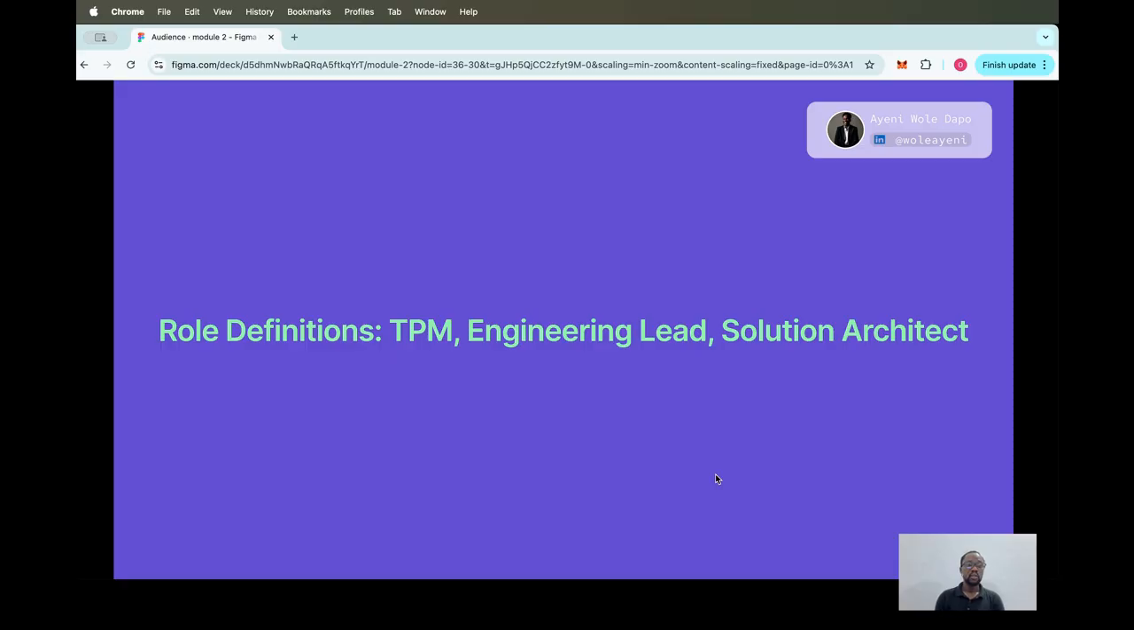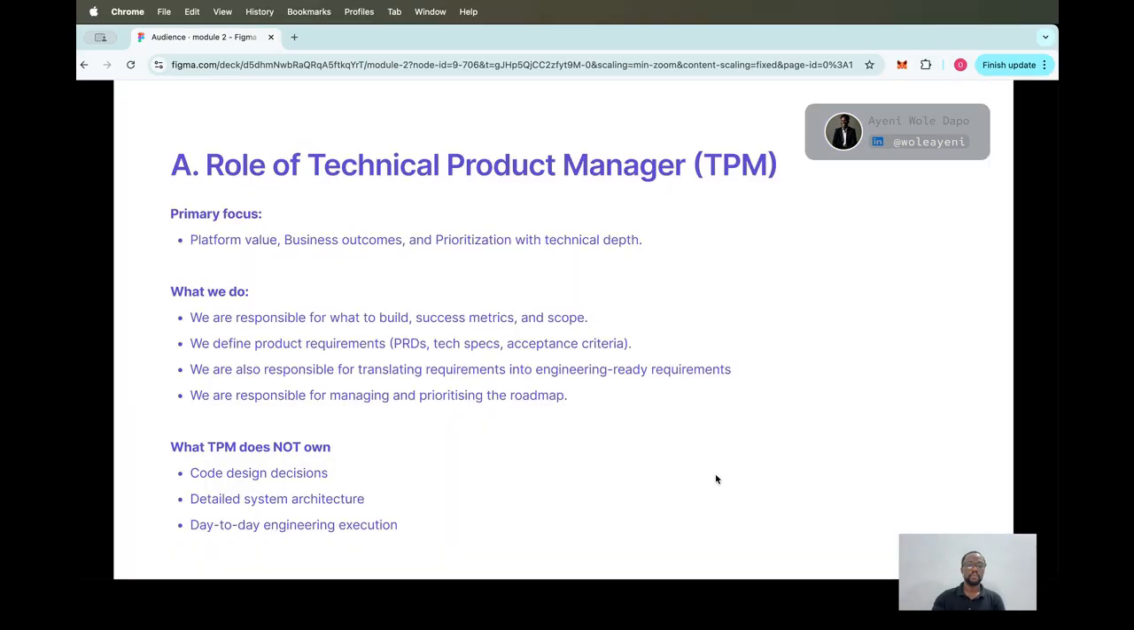Now, let's go into the second half of today's lesson, role definition. As a technical product manager, our core responsibility and focus is to ensure that our platform delivers value and provides business outcome. What do we do on a day-to-day basis? It's our responsibility to call the shots around what to build, what success we are measuring, and what the scope of work to be done is. We also write PRDs with technical specification. We are also responsible for managing and prioritizing our roadmap. What don't we do? We don't write code. We don't design the system architecture.